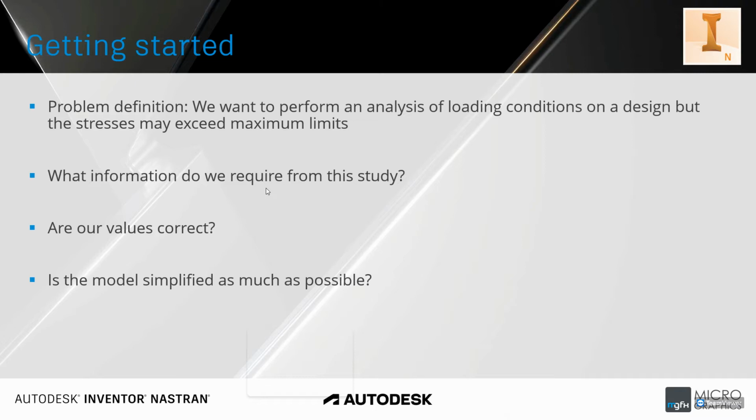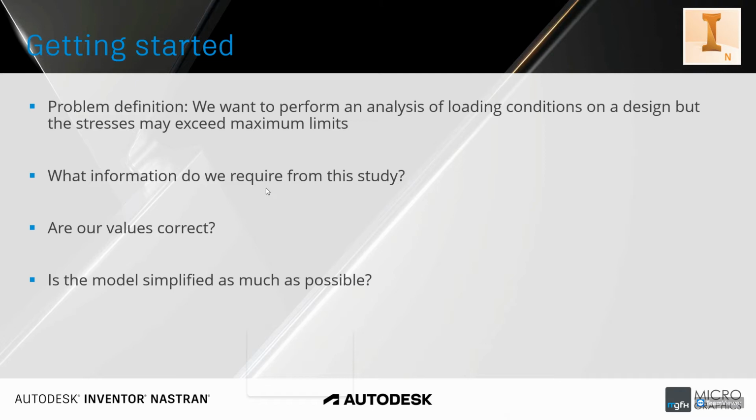So first we need to ask ourselves, what information do we require from this study? If we require simple maximum deflections, it can become fairly simple. We just put in the values and put it through the Nastran solver, and we should get out some values. But how do we know that our values are correct? Well, this is where it starts to get a bit gray. We really can't know until we do some comparisons.